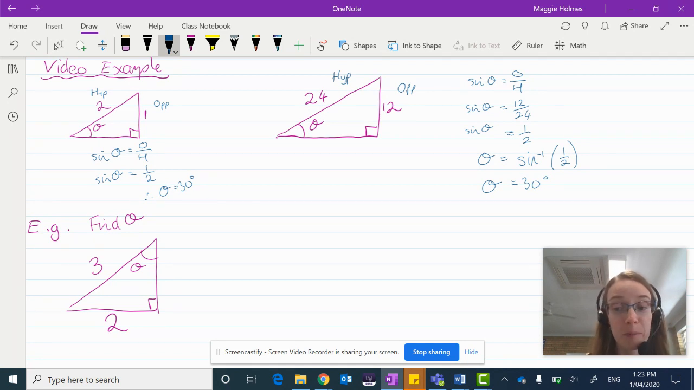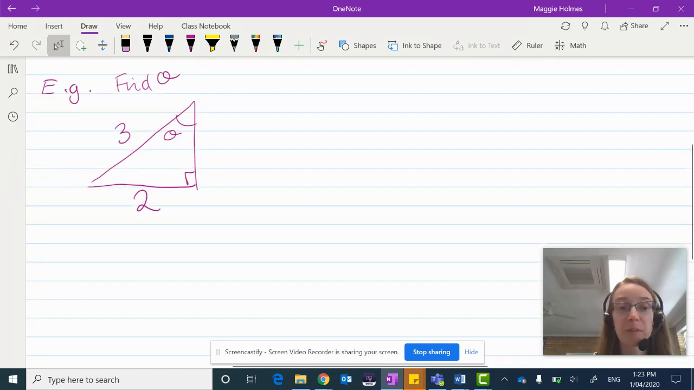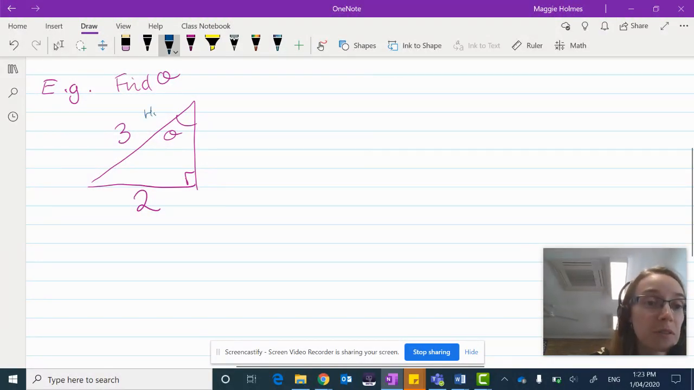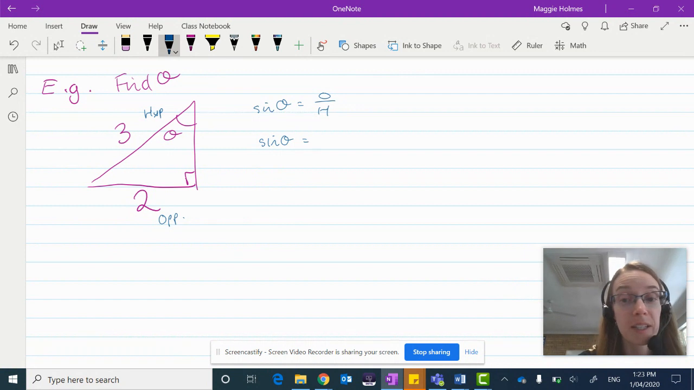Let's do this last example here now. We have a right angle triangle. First thing we need to do is figure out which trig ratio we're using, sine, cos, or tan. We've got our theta, we have the hypotenuse, and we have the opposite side. So we are using sine again. Fill in what we know. We don't know theta, so we leave it as theta. The opposite is 2, and the hypotenuse is 3. Trying to solve for theta.